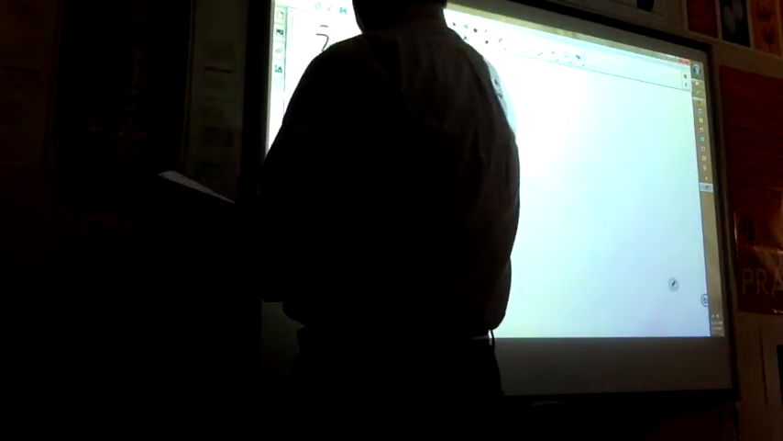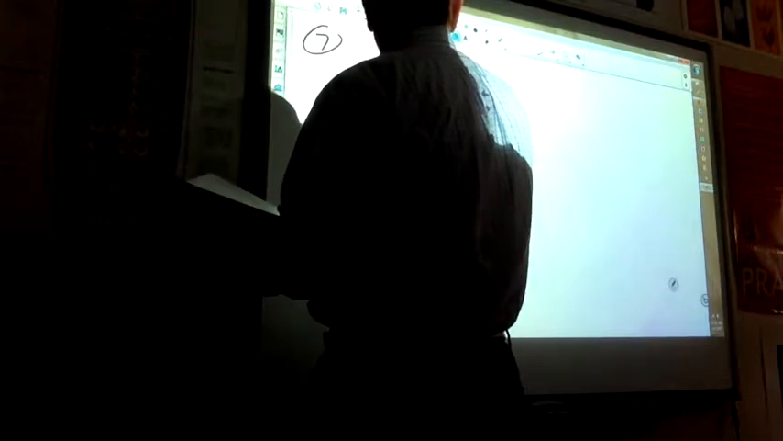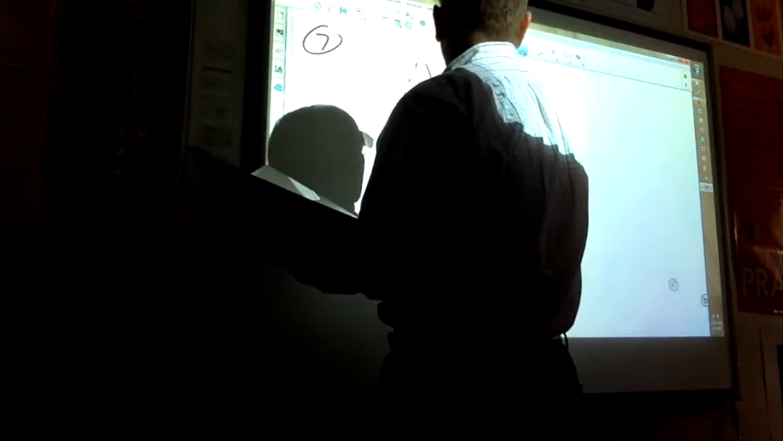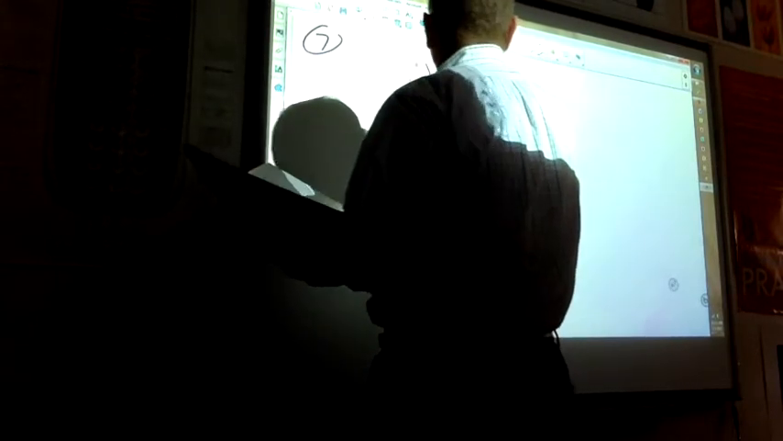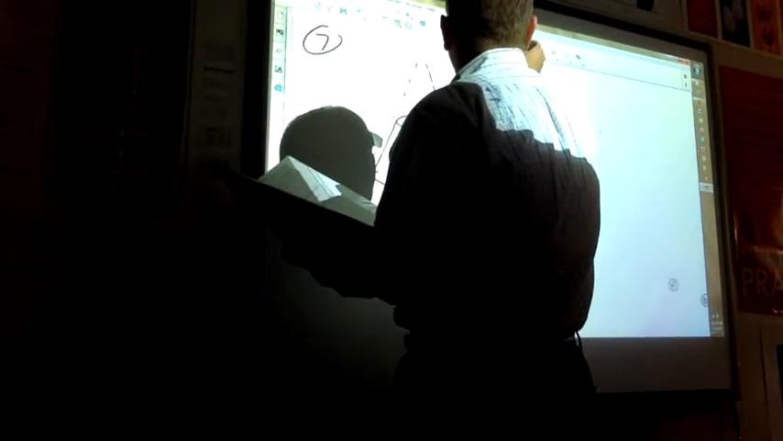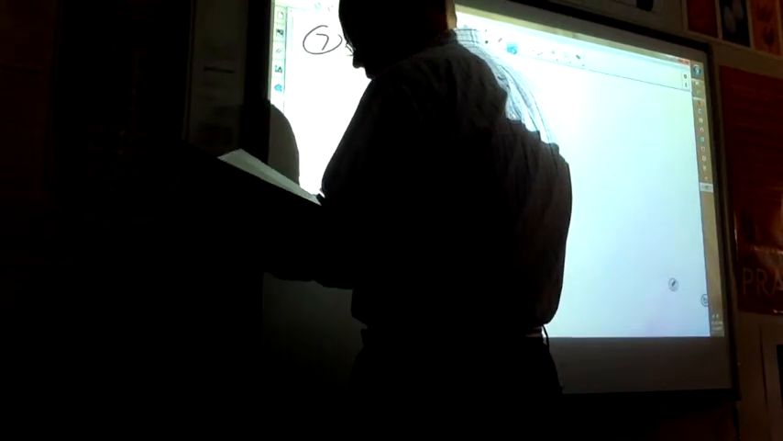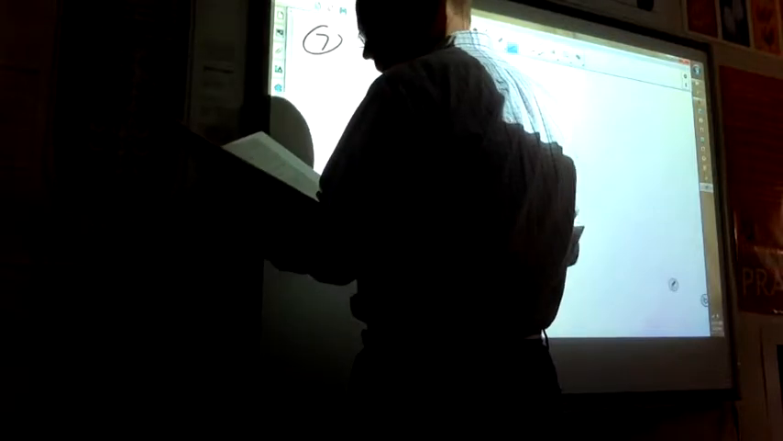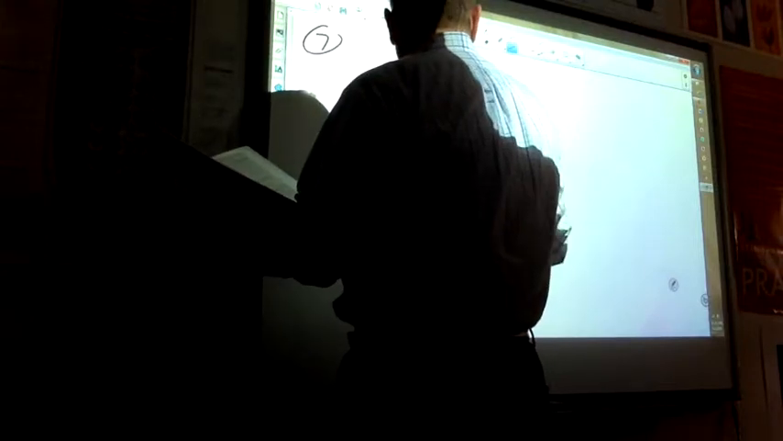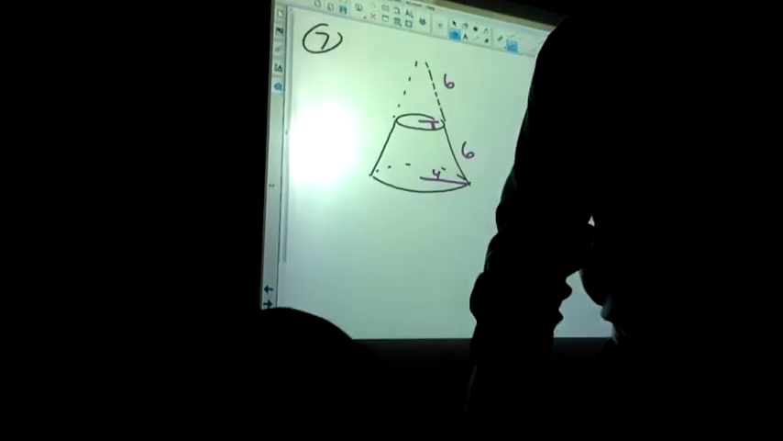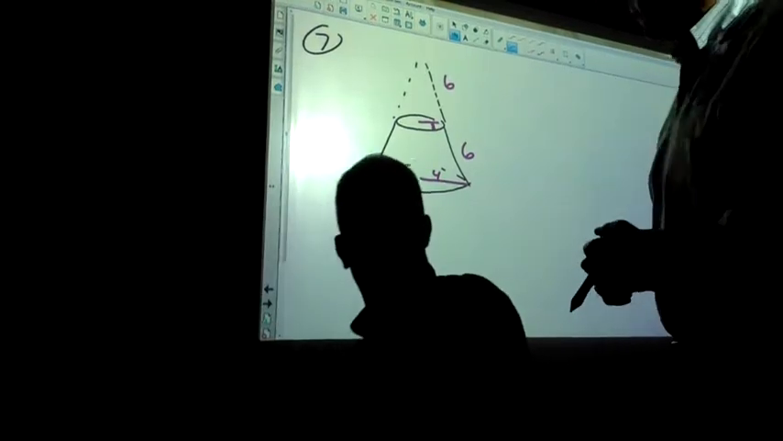All right. Problem number 7. So we have this cone. All right, so we know that this is 2, this is 6, and this is also 6, and this is 4, right? All right, I think, so find the total area.